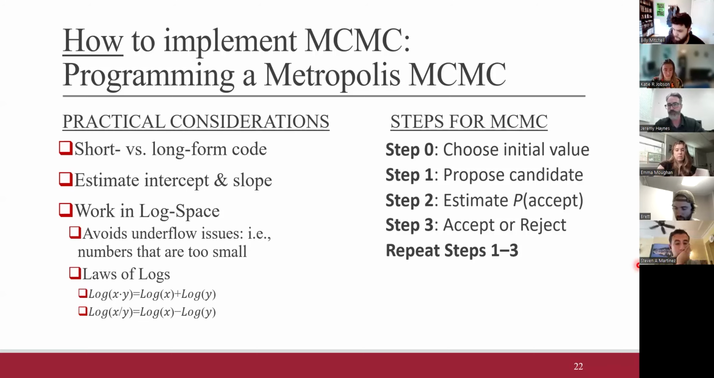And this just avoids weird issues where if you multiply tons of probabilities together, you get tiny numbers. Working in log space helps us avoid that. But that does mean that we have to be mindful of our laws of logs. In particular, the log of x times y is equal to the log of x plus the log of y. And likewise, the log of x divided by y is equal to the log of x minus the log of y. Just something to keep in mind when we're going through the code.